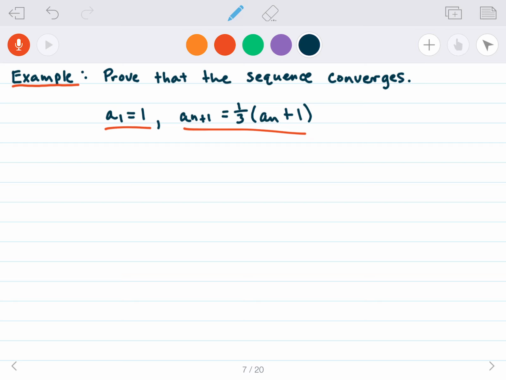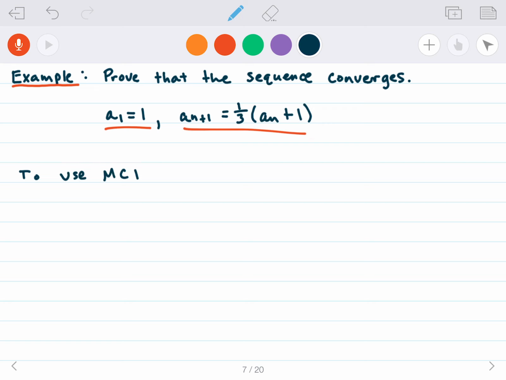monotone convergence theorem. It's not so easy to show that they converge using just the definition of convergence because of the recursive defined structure here. I mean, it's possible, but it's easier to work with the monotone convergence theorem. So let's get a feel for what's happening here, because remember, to use the monotone convergence theorem, we need two things.